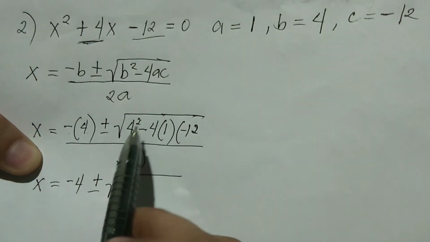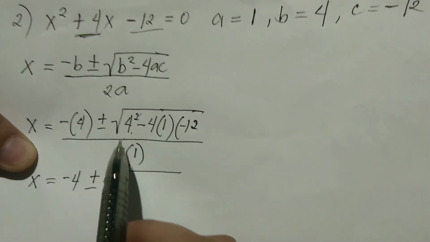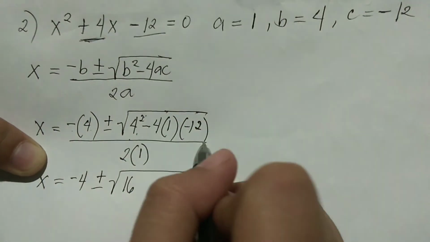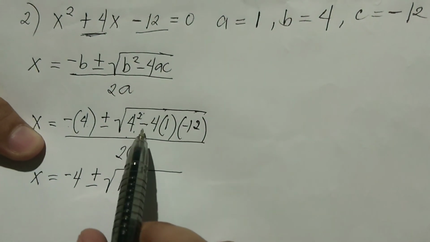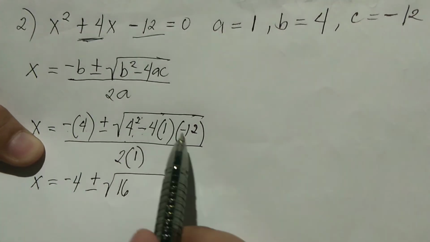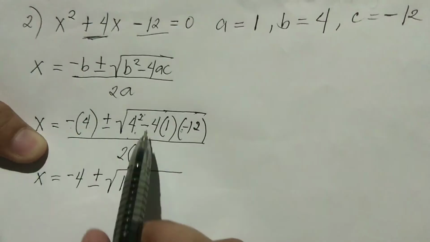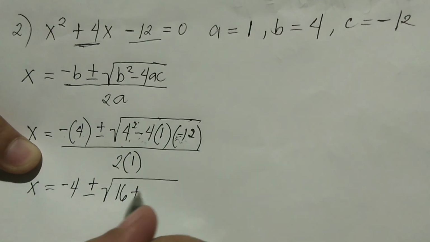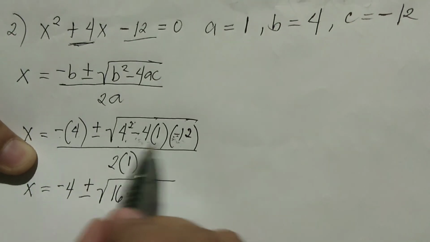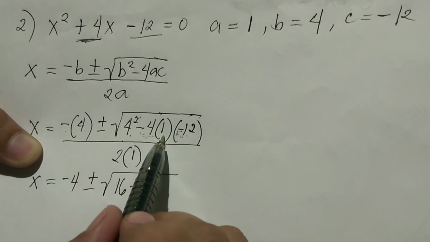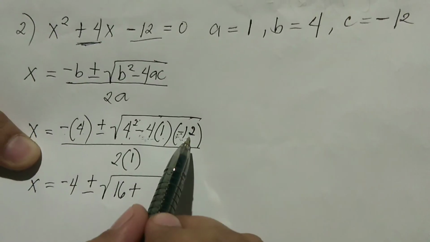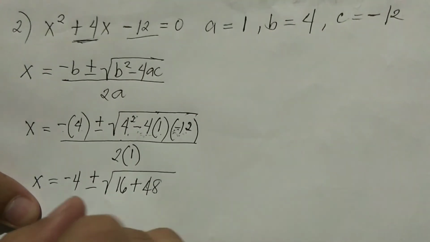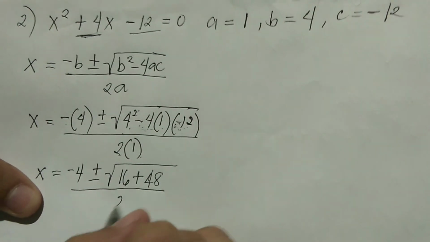4 squared. Again, pag 4 squared, 4 times 4. So that is 16. And then, nakikita nyo ba yung subtraction and the sign here na negative? So, pag may nakita kayong dalawang negative dyan, magiging plus na siya or positive. And then, i-multiply nyo yan. 4 times 1, 4. 4 times 12 is 48. Divided by 2 times 1 is 2.